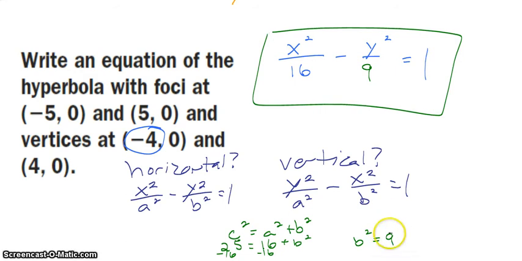Even if this turned out to be a non-perfect square, if I'm just writing the equation, it doesn't even matter. I don't have to worry about taking the square root and simplifying because I want b squared anyway.